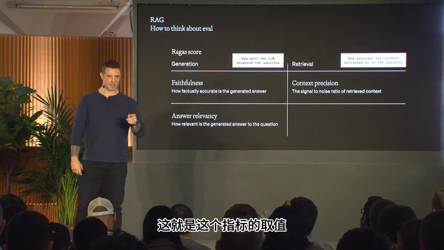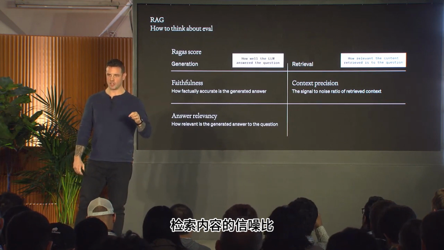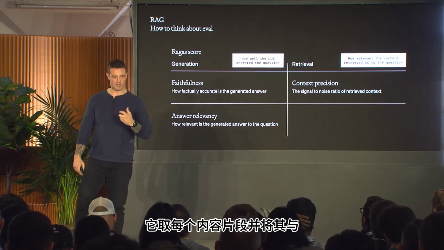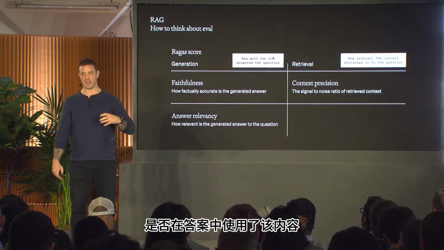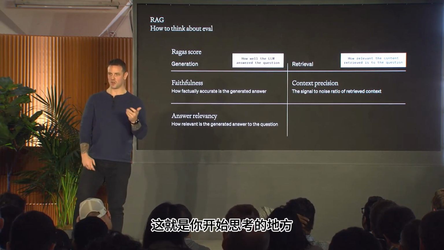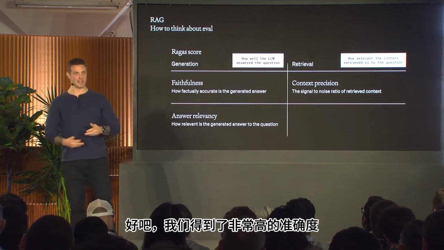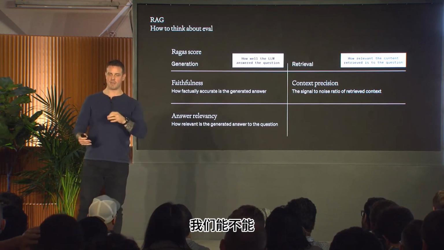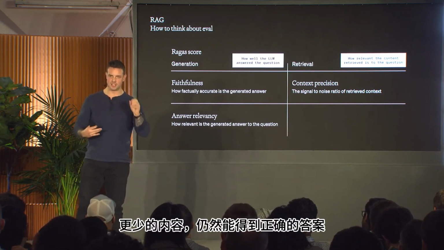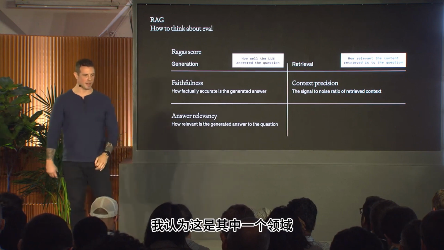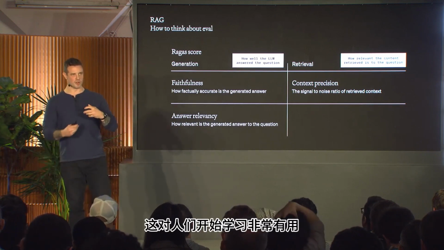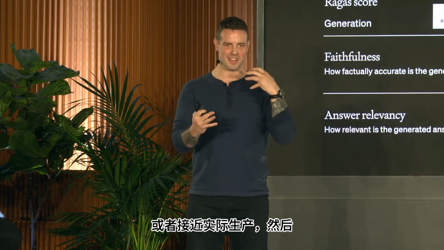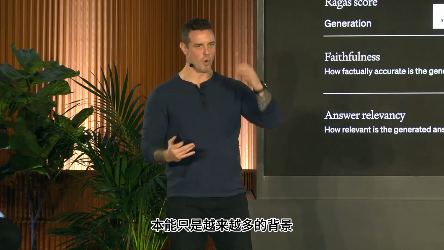And that's where this metric evaluates the signal to noise ratio of retrieved content. It takes every content block, compares it to the answer, and figures out whether that content was used in that answer. And this is where you start to figure out, okay, we're getting really high accuracy, but we've maybe got a 5% context precision. Can we bring back much less content and still get correct answers? This is one of the areas where I think it's really useful for folks to start thinking, because sometimes folks get to production or close to production, and then the instinct is just more and more and more context.